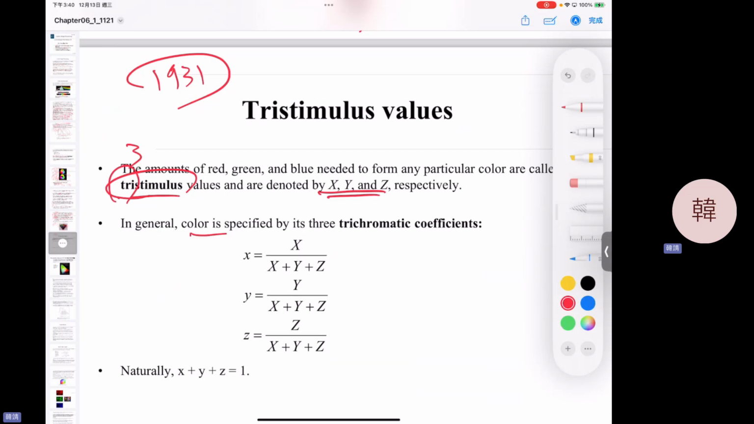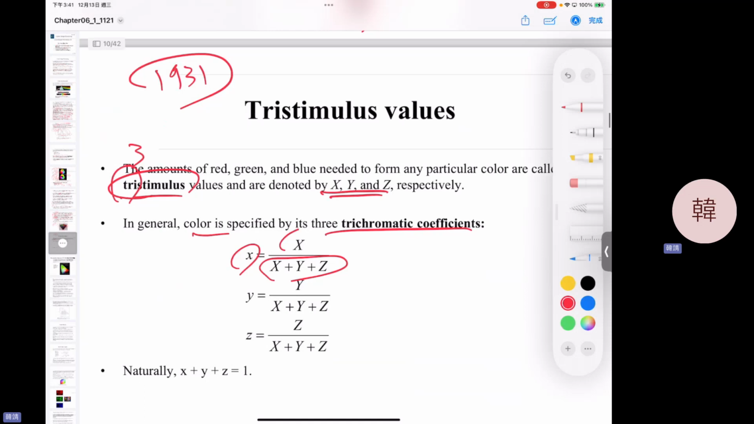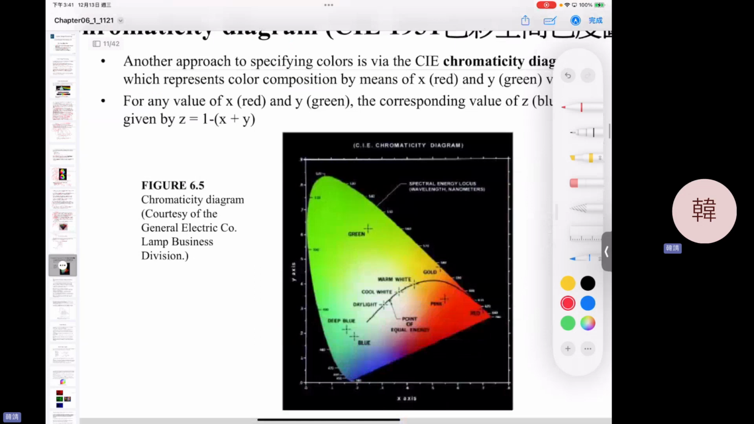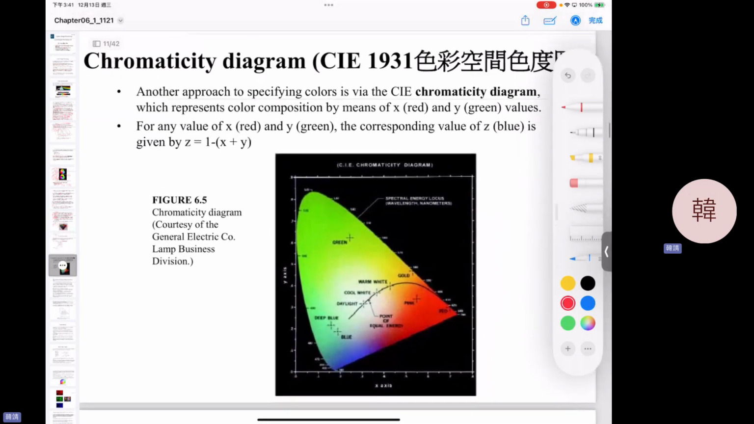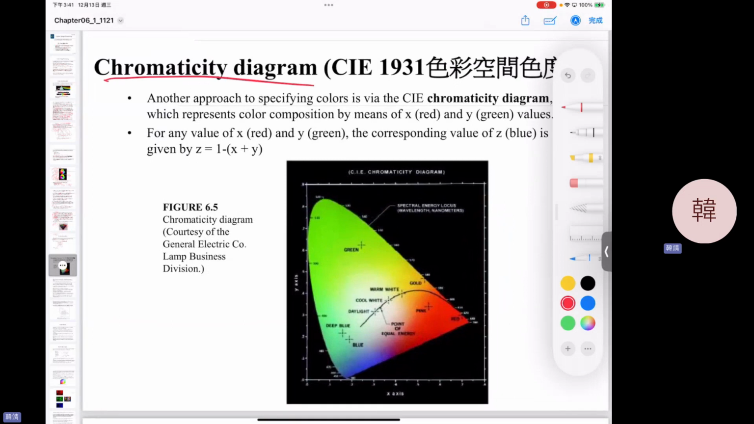In general, color can be specified by these 3 trichromatic coefficients, like the x. You add up all these stimuli, and for the x color, you have X in the numerator, and y is like this one. So you can see x plus y plus z equals 1, the total color system. By that, we will see this chromaticity diagram a lot. It's also the standard from the CIE, the standard organization committee, and we will see this tongue shape. We call it a chromaticity diagram.